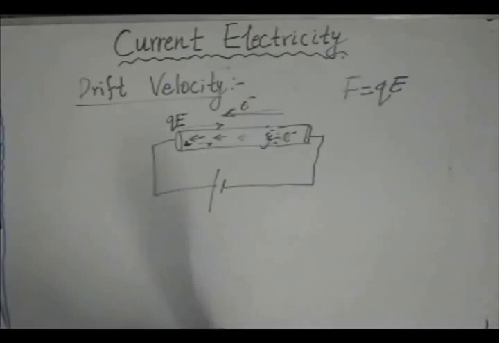Now suppose we want to derive the relationship of the drift velocity with the current which is produced in the conductor. How can we achieve that? Suppose I consider a length of the conductor.